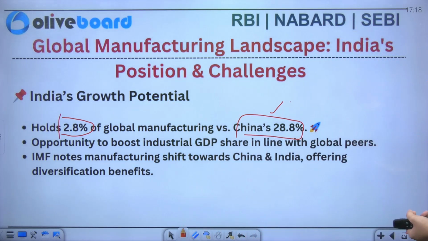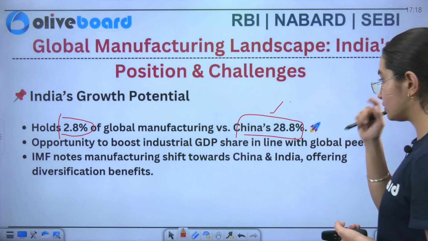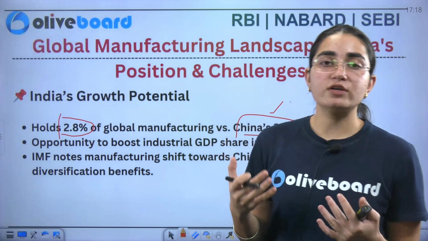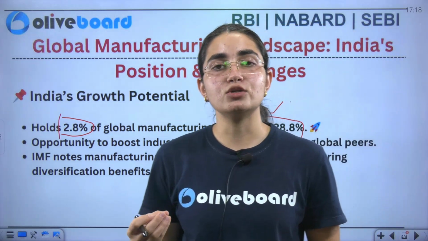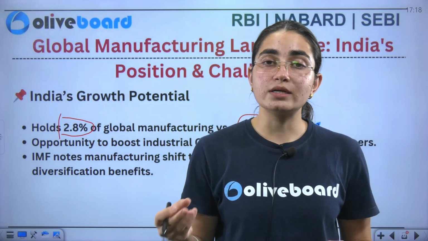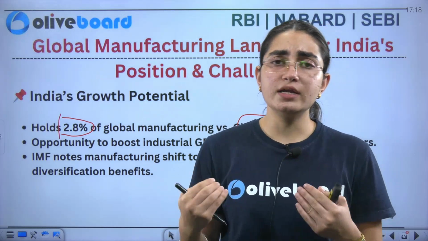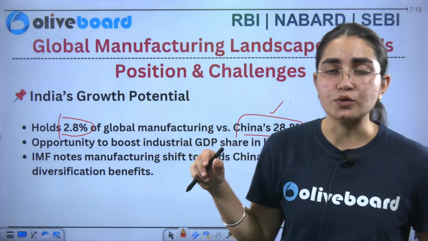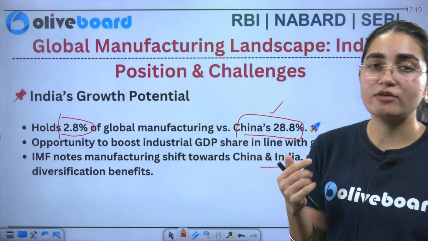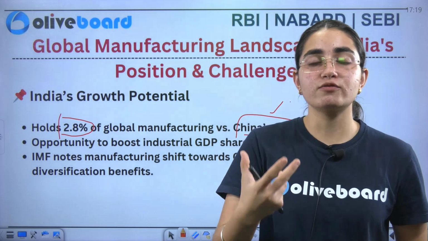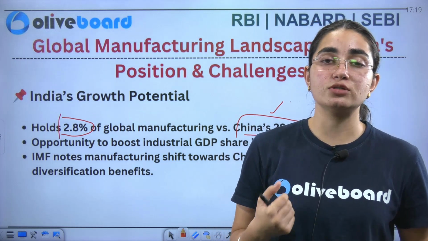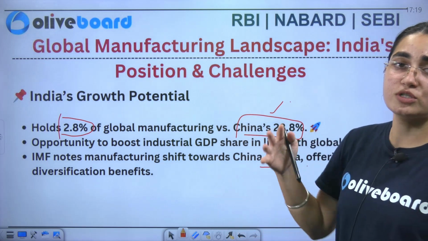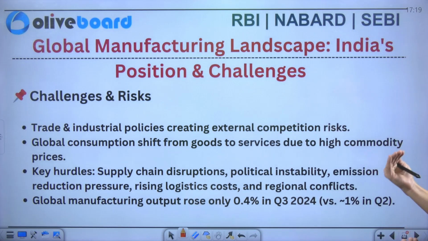Now what has been said by the IMF here is that it notes manufacturing shift towards China and India, offering a diversification method. Diversification here particularly refers to the benefits provided to middle income countries. India, which is a lower middle income country, has been observed by the IMF also. Now what are the factors referred to? As I told you, there are a lot of geopolitical tensions going on, supply chain disruption is also there, and inflation also had an impact. These are the global challenges which have created this particular stance.